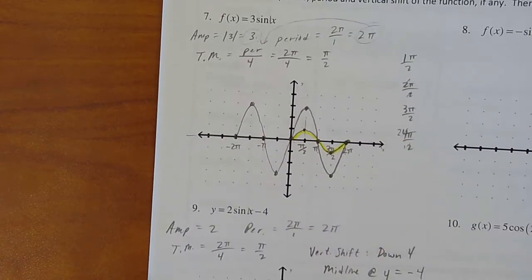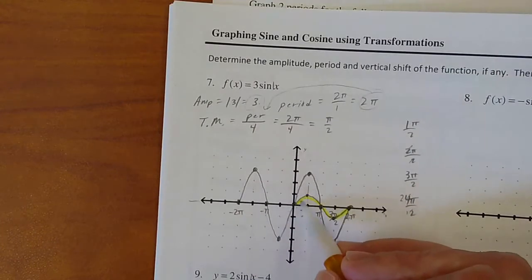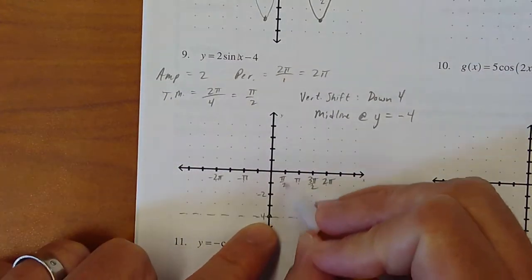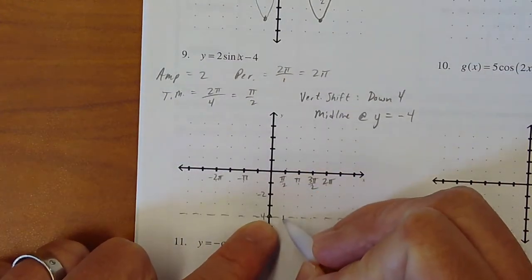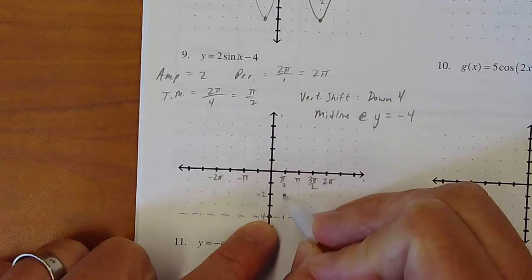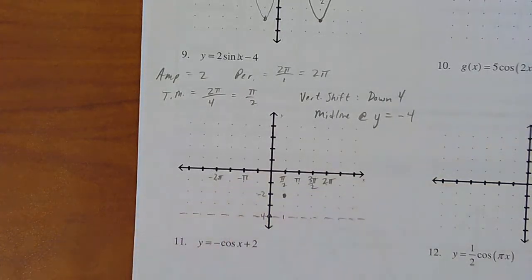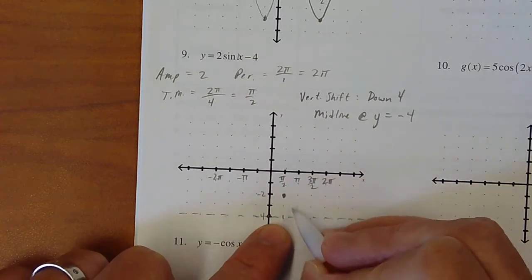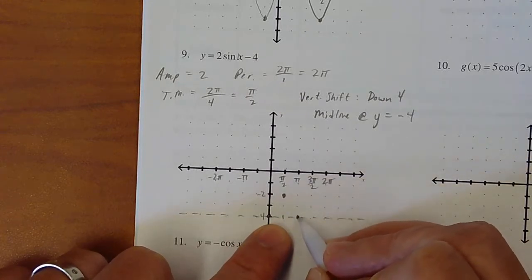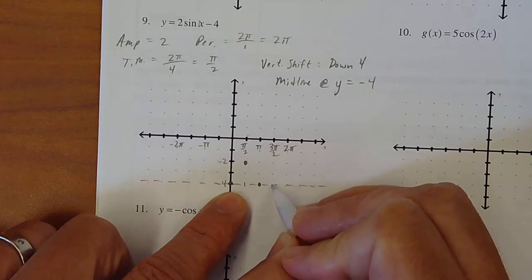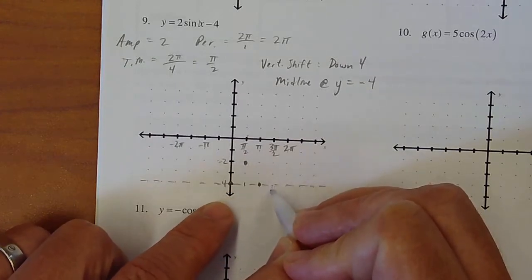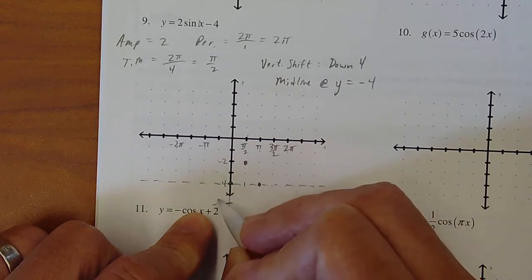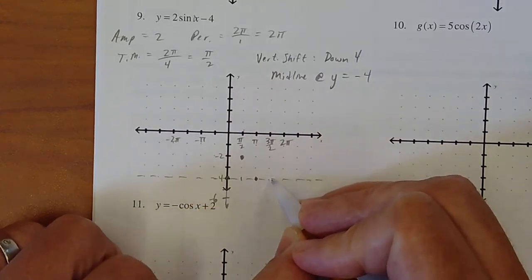Okay, what does it do next? It goes up to the maximum next, but it has to have a height of 2 from the midline. So this next tick mark, which is right here, up 2. There we go. There's the max. Follow the pattern. Next tick mark right here, it's going to go back down to the midline. Next tick mark, it's going to go to the minimum, which is a height of 2 again. So I'm going to extend this y-axis, -5, -6. That's where it will go down to.